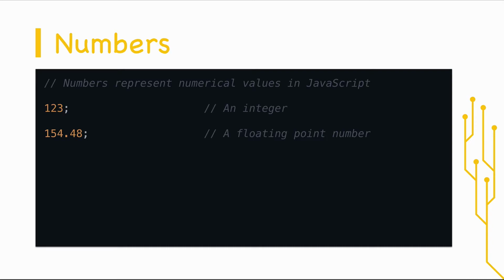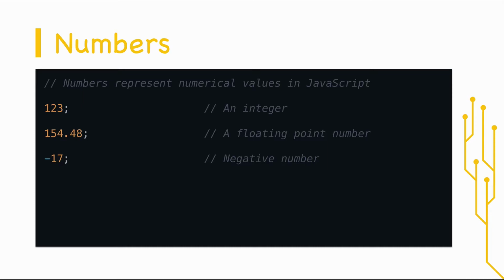Now, in the first example, we had an integer or a whole number. However, JavaScript can also work with fractions or decimals. So in the second example here, we have another number. In this case, it is 154.48, and then a semicolon to end the statement. And in this case, this is a valid number as well. This number has a decimal, and in that case, JavaScript calls these numbers floating point numbers. So this number is a floating point number.